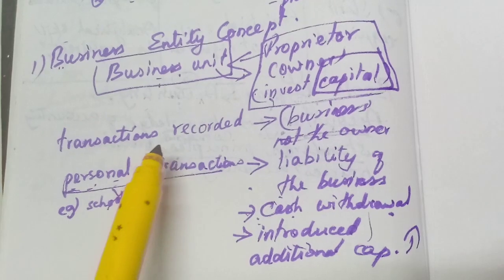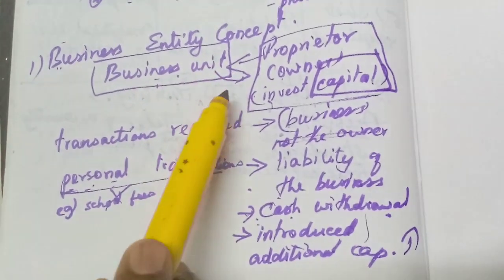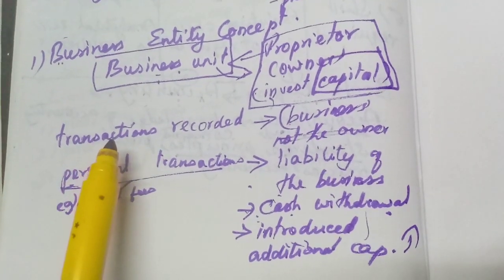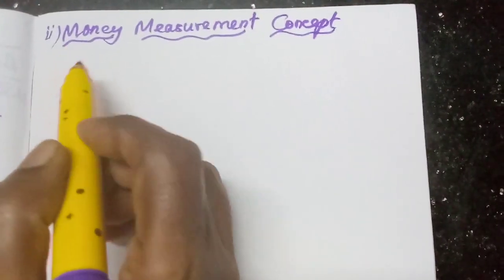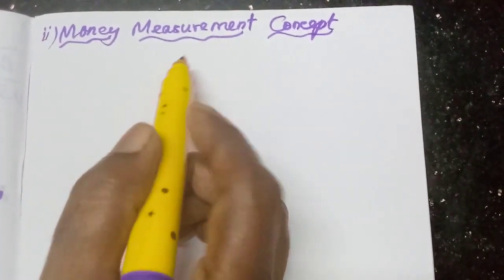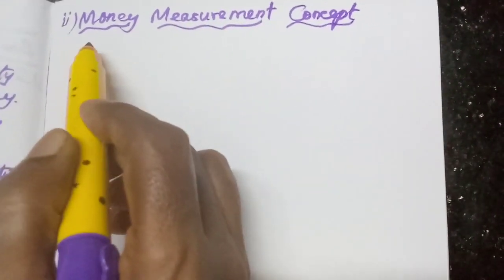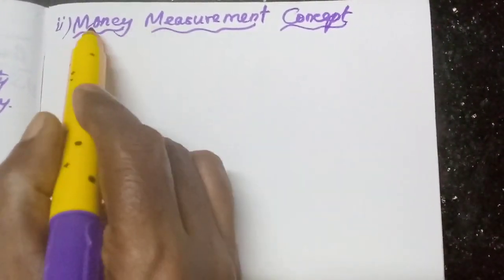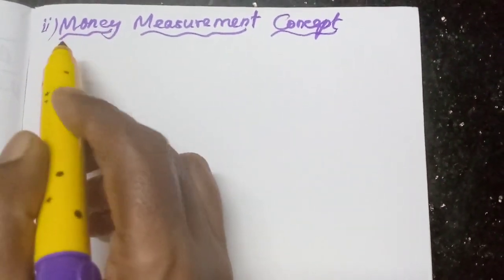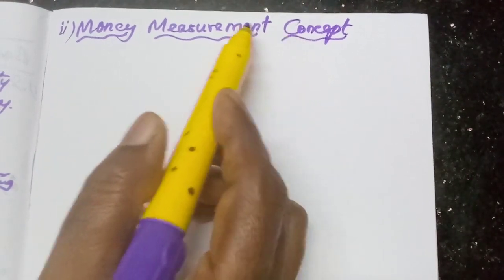I think you might have understood this business entity concept. Next one, money measurement concept. Second one, money measurement concept. This concept also I have taught you already. Just as a recollection, I can explain once again. So what does this money measurement concept say?